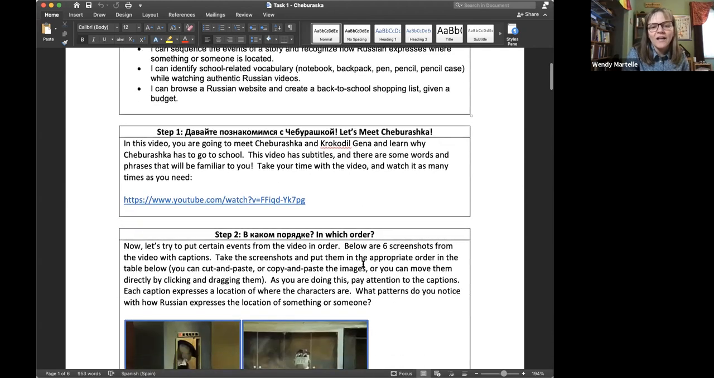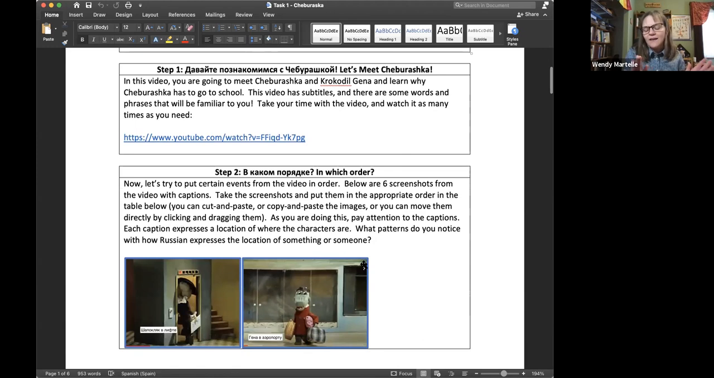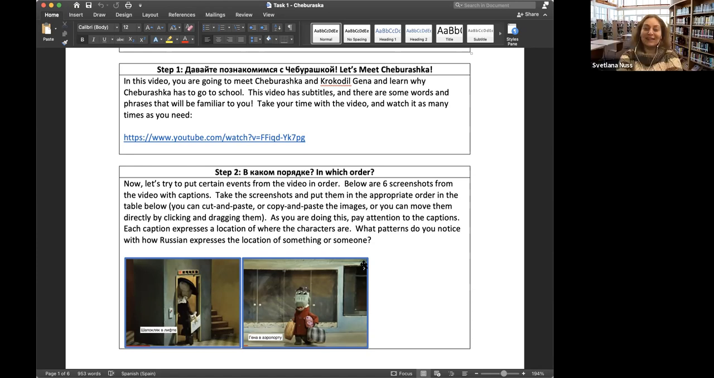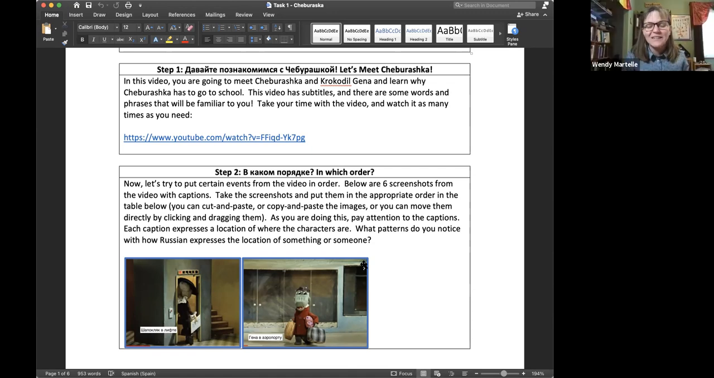First they watched an authentic video. They met Cheburashka for the first time. It was the episode where Gena comes back home, he's at the airport, but Cheburashka isn't there to meet him. It turns out Cheburashka didn't know because he didn't know how to read. He couldn't read the telegram that was sent. So Gena says, Cheburashka, you have to go back to school, because you don't know how to read. So there were a few events that went on in that.